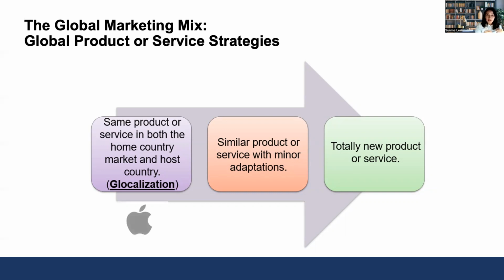The most famous case is Apple. Whenever you go to an Apple store in different countries, and in the US, which is the home country, they sell the same iPhone, the same colors of the iPhone and MacBook, and also provide the same specifications. So this is an example of globalization. And then the second one is a similar product or service with minor adaptation. IKEA is an example of it.